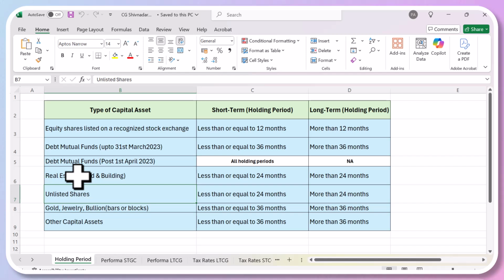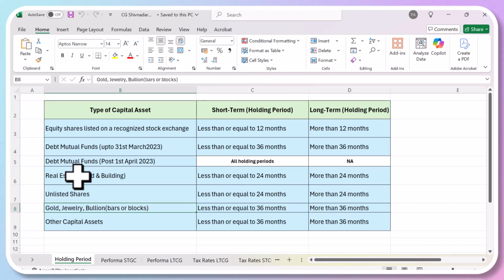That means if you're holding shares which are not listed on the stock exchange, in a few such cases, like private companies, the period is below 12 months and more than 24 months. So here, instead of 12 months, it is 24 months. If you are selling unlisted shares within 24 months, any gain arising will be short-term capital gain. And if you sell them after 24 months, it is called long-term.